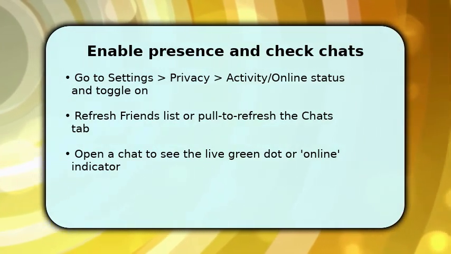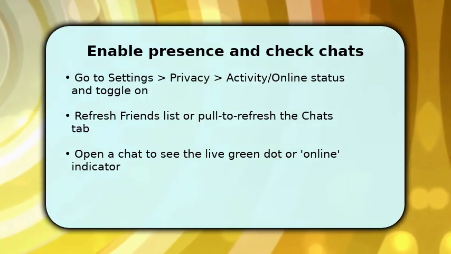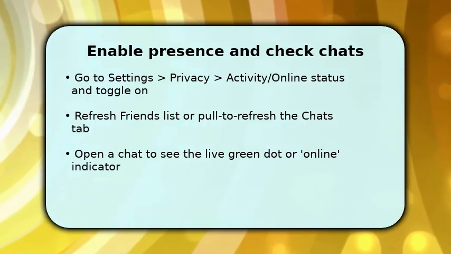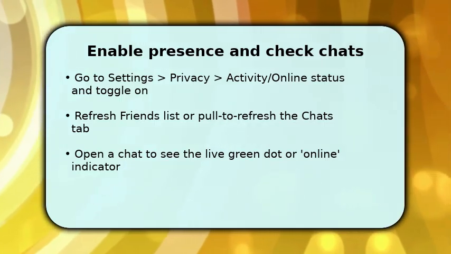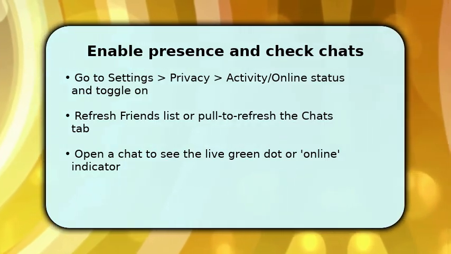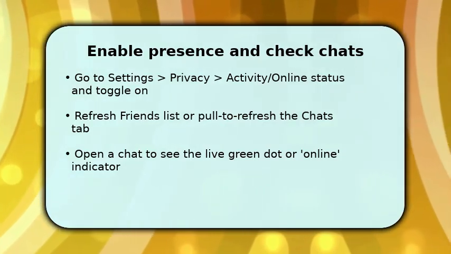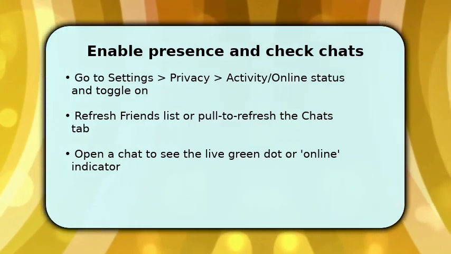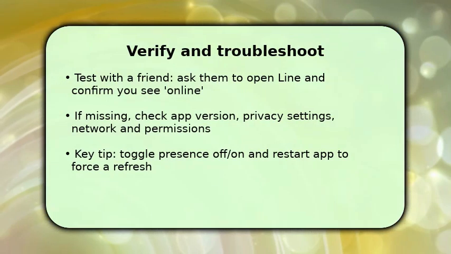Go to settings, then privacy or activity, and toggle on the online/last seen option. Once enabled, refresh your friends list or pull down the chats tab to update presence data. Then open any chat. Line typically shows a green dot or the word online near the contact name when they're active. Make sure both you and the contact have presence enabled, because Line only displays status when both sides allow it. Finish by verifying functionality.